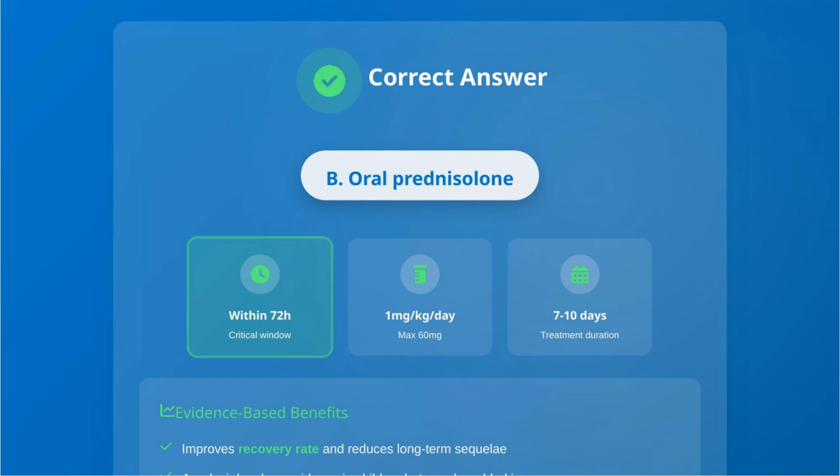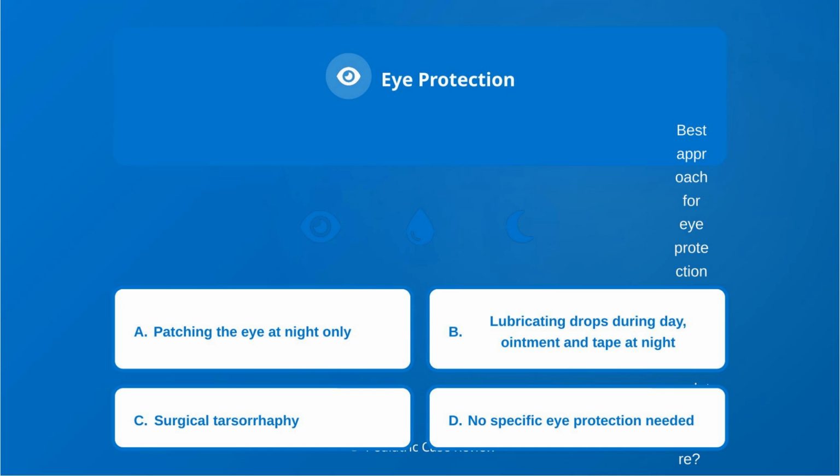What is the best approach for eye protection in a child with incomplete eye closure due to facial palsy? A. Patching the eye at night only. B. Lubricating eye drops during day, ointment, and tape at night. C. Surgical tarsorrhaphy. D. No specific eye protection needed. Consider the risks of corneal exposure and the most appropriate protective measures.